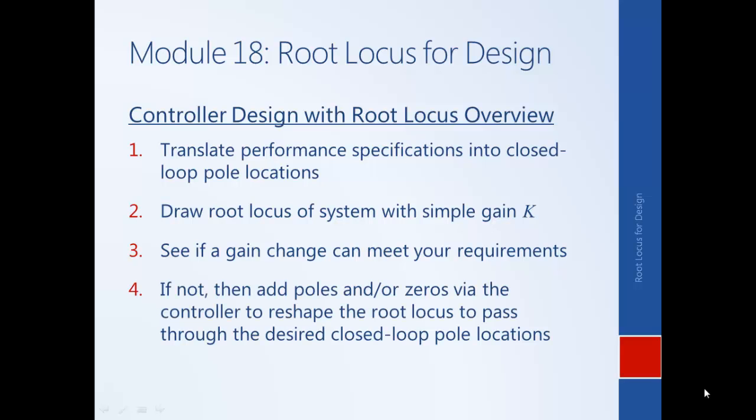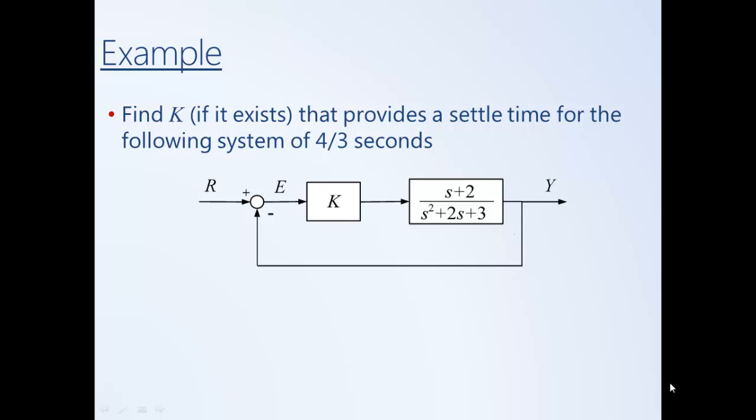If not, then we need to try a more complicated controller, and specifically a dynamic controller, where we will add poles and or zeros to change the shape of the root locus so that it will pass through the region where we need the closed loop poles to be located. This may not be entirely clear, but as we go through some examples, hopefully it will become more clear. Let's now try an example to better illustrate the procedure from the previous slide.